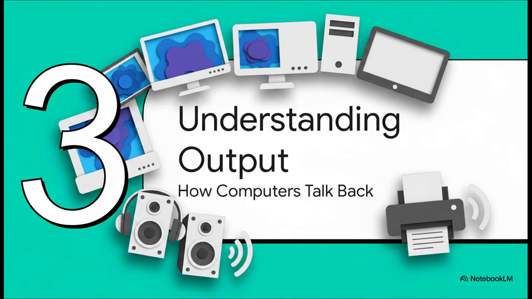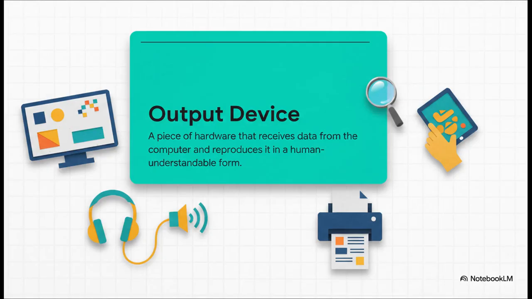Okay, so we've given the computer our instructions. Now what? How does it reply? This brings us to the other side of the I/O coin, output. If input devices are the computer's ears, then output devices are its voice. They take all that processed digital information from the CPU and translate it back into a form we can actually understand, something we can see or hear or even feel.